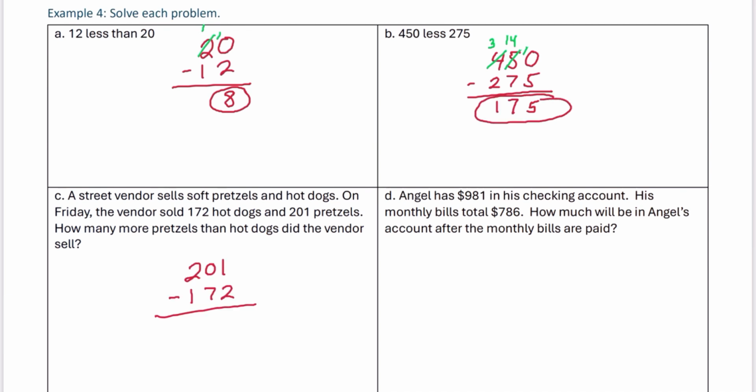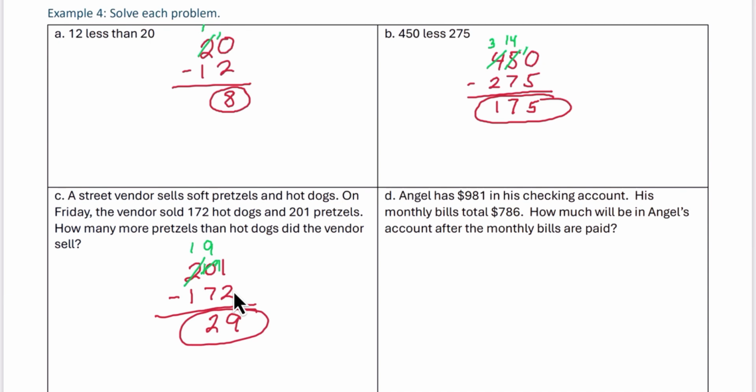Here we need to borrow. We can't do 1 minus 2, so we borrow from the 0, but we can't borrow from 0, so we jump over to the 2. 2 becomes a 1. We'll put that 1 beside the 0, making it 10, which we again need to borrow. So the 10 becomes a 9, and we put the 1 beside the 1 on the far right, leaving us with 11 minus 2. 11 minus 2 is 9. 9 minus 7 is 2. 1 minus 1 is 0, so we have 29.